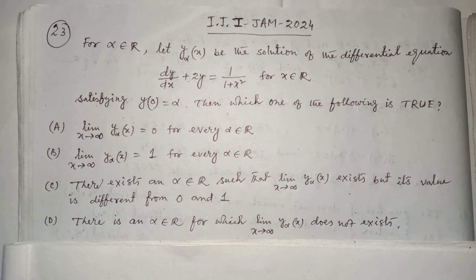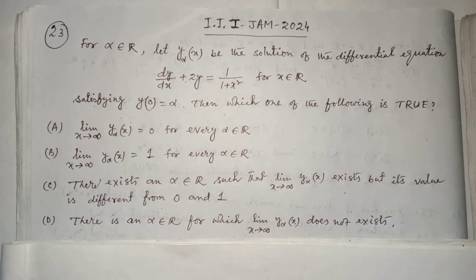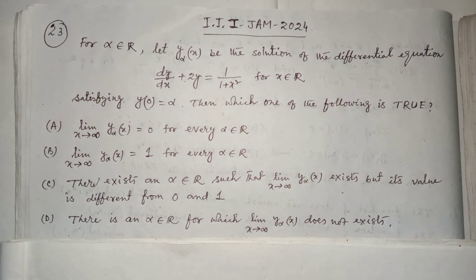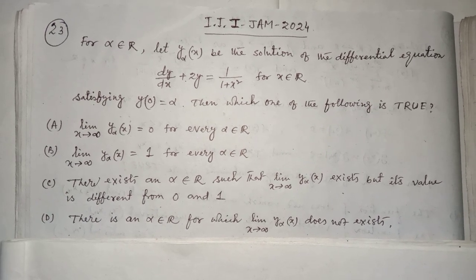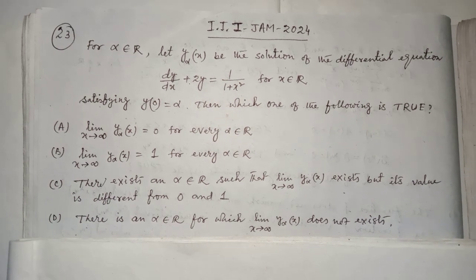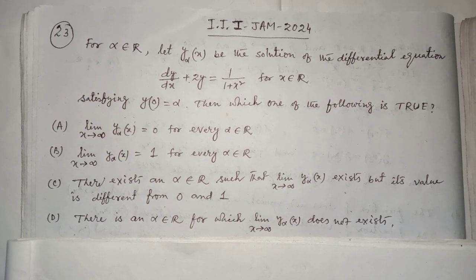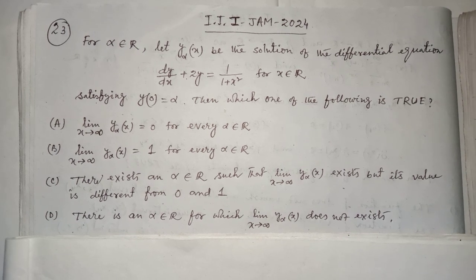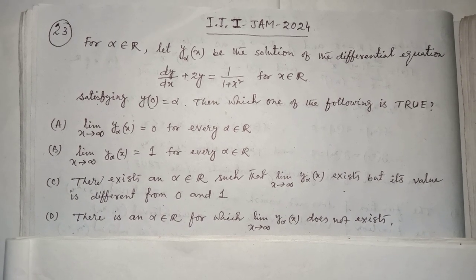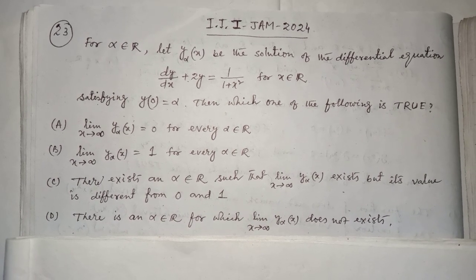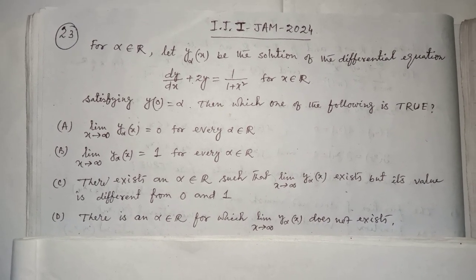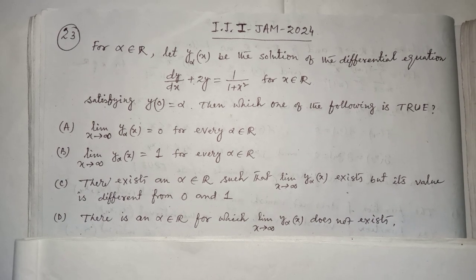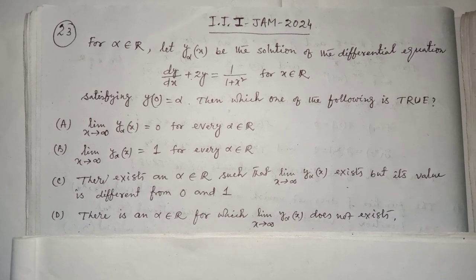Option A, limit x tends to infinity, y alpha x is equal to 0 for every alpha belongs to R. Option B, limit x tends to infinity, y alpha x is equal to 1 for every alpha belongs to R. Option C, there exists an alpha belongs to R such that limit x tends to infinity, y alpha x exists but its value is different from 0 and 1. Option D, there is an alpha belongs to R for which limit x tends to infinity, y alpha x does not exist.